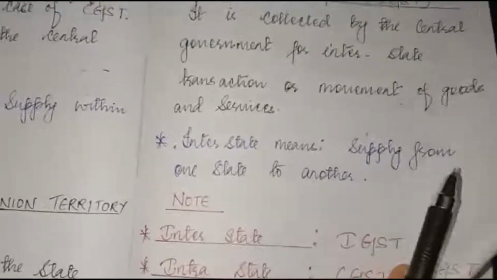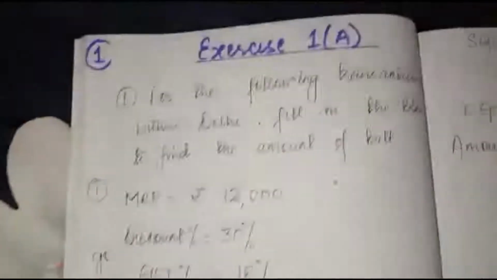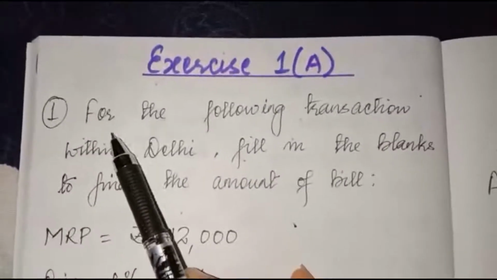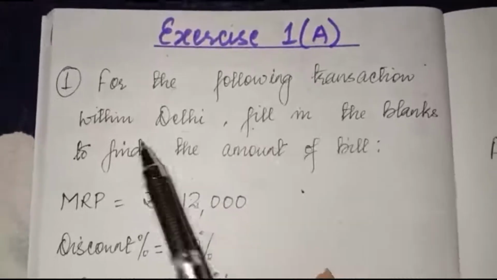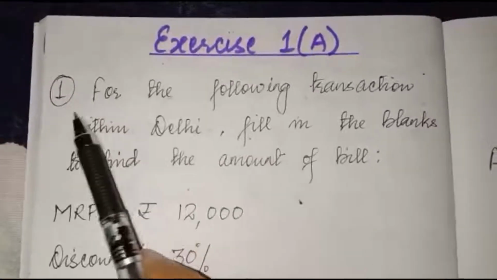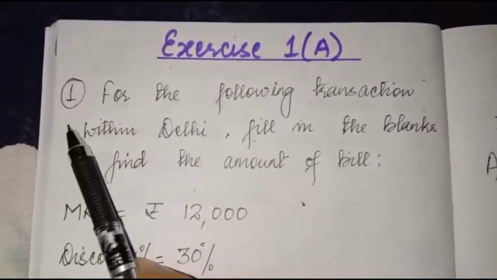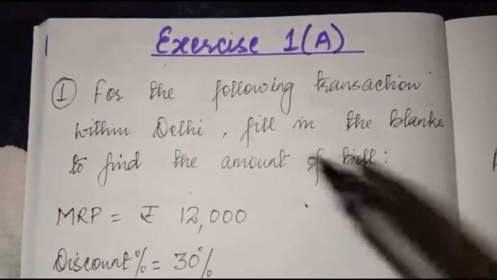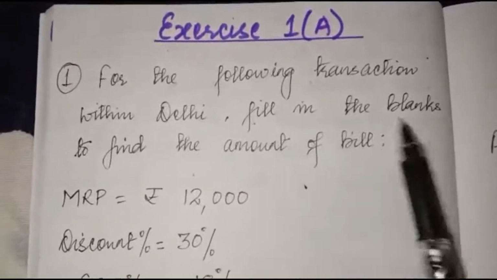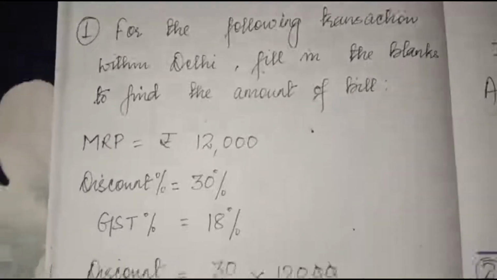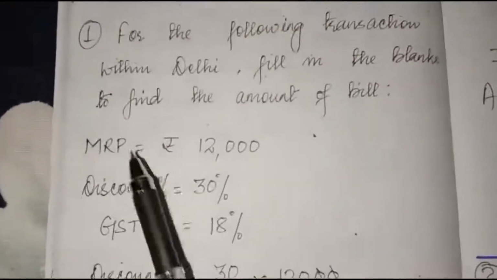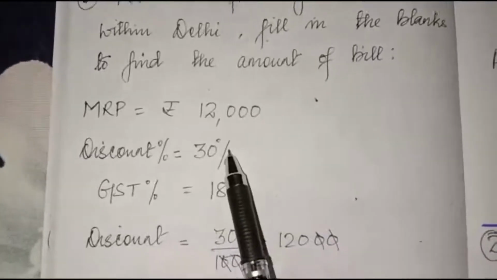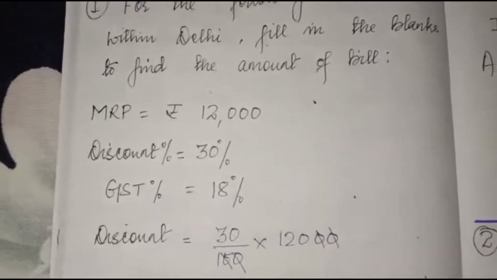Now we will start the exercise. Exercise 1A, number 1: for the following transaction within Delhi. Within Delhi means intrastate. Only one state is here, Delhi. Fill in the blanks to find the amount of bill. So MRP is rupees 12,000, discount is given 30%, and GST is 18%.